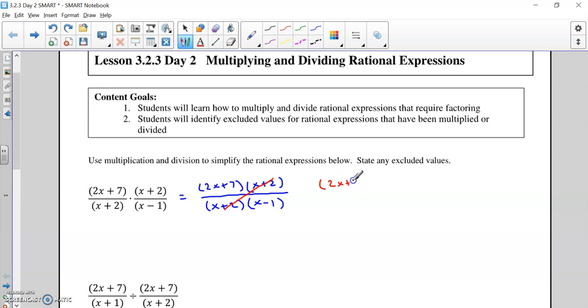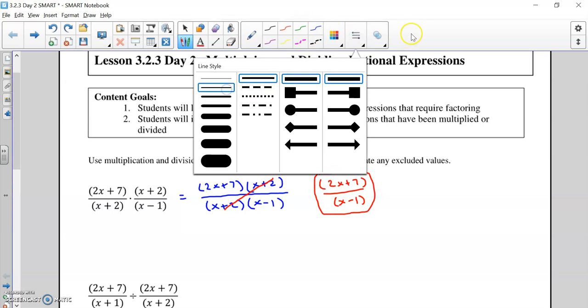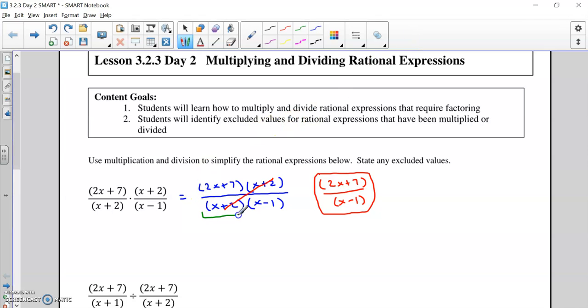Alright, so now that means we are left with 2x plus 7 over x minus 1 for our simplified answer. And for excluded values, we are going to take the bottom factors and set them equal to 0, as we are used to. So here we would get x equals negative 2 by subtracting 2 from both sides, and with the x minus 1, we would get 1 by adding 1 to both sides. So that tells me that my excluded values are negative 2 and 1.